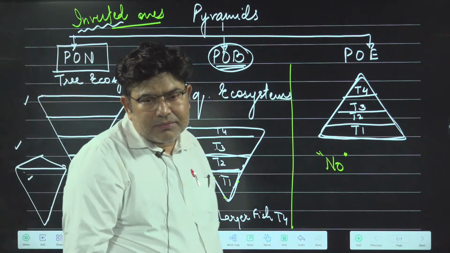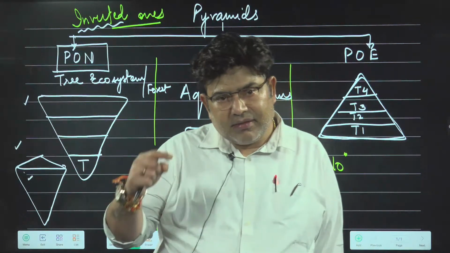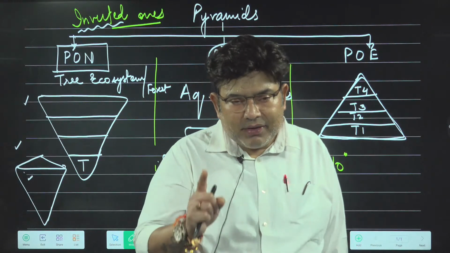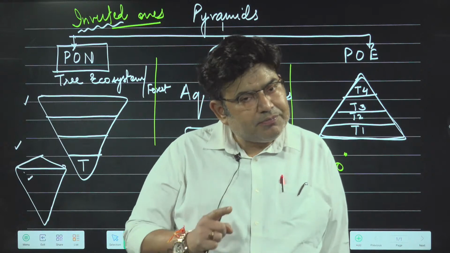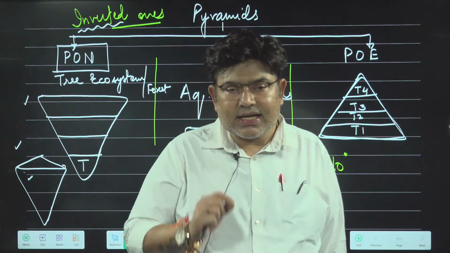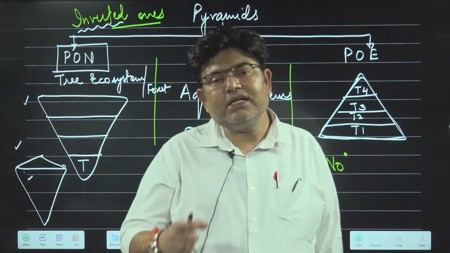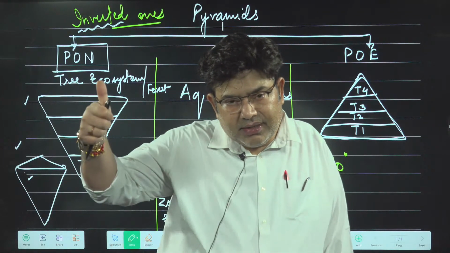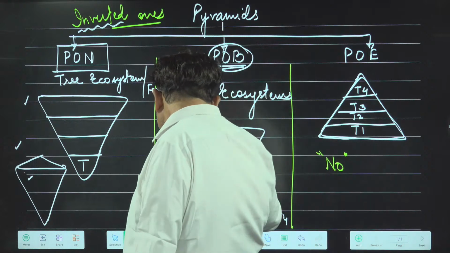I will tell you, but before that, I hope you have remembered once again. Let us remember with me. The inverted pyramids: in case of pyramid of number, the tree ecosystem; inverted pyramid in pyramid of biomass is aquatic ecosystem; and pyramid of energy is never inverted. Are you guys with me? And now I'm giving the answer to this question.